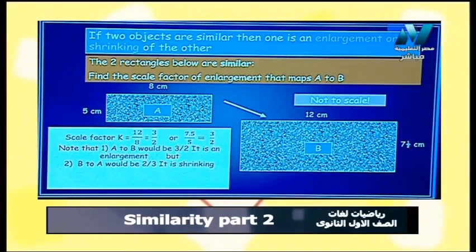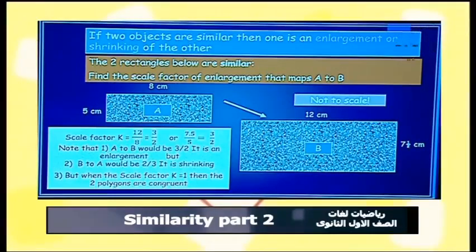From rectangle A to rectangle B, the scale factor is 3 over 2, which is greater than 1, so it is an enlargement. But from B to A, it would be 2 over 3, which is smaller than 1. It is shrinking. And when the scale factor K equals 1, then the 2 polygons are congruent. A will be exactly B. Length will be the same and width the same if K equals 1. Let's go to the next slide.